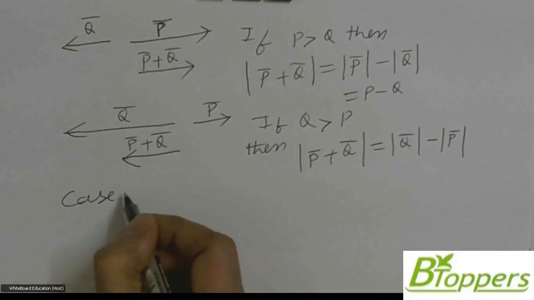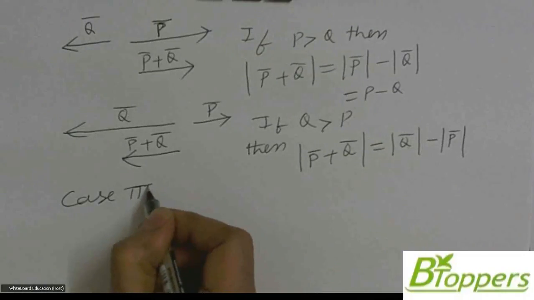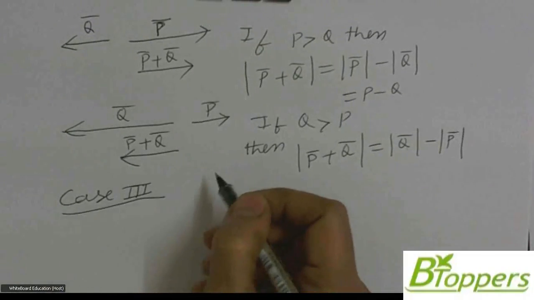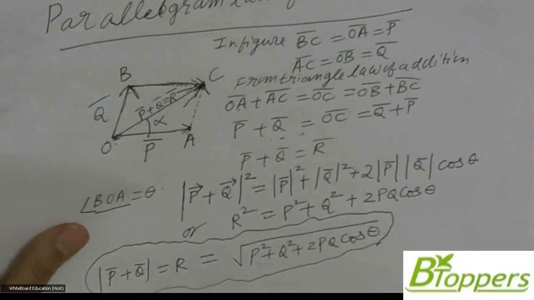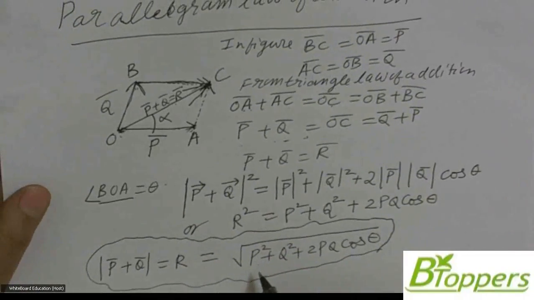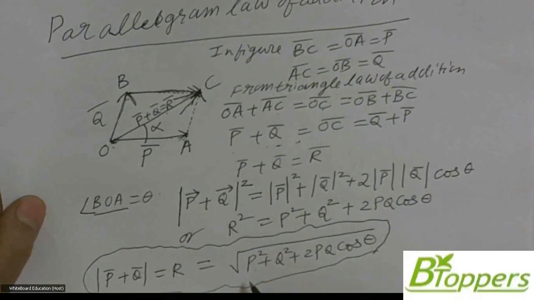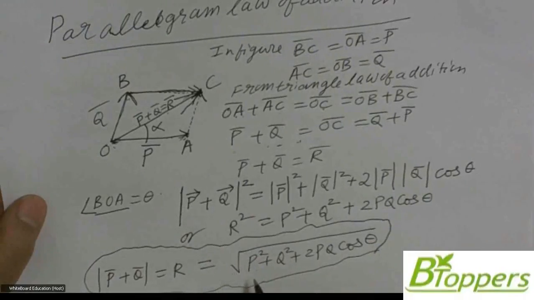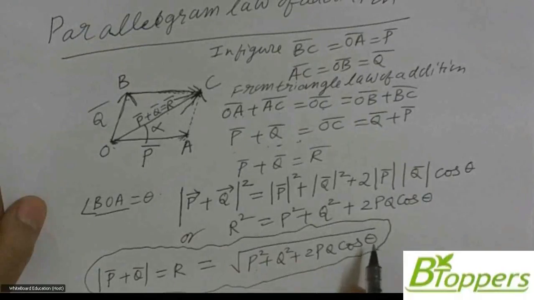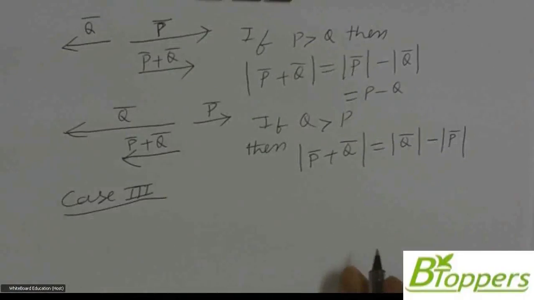Coming to case 3. Again, we'll look at the expression for the magnitude of the resultant of the two vectors. R equals root of p square plus q square plus 2pq cos theta, where theta is the angle between the vectors p bar and q bar. If vector p bar is perpendicular to vector q bar, then theta should be taken as 90 degrees.